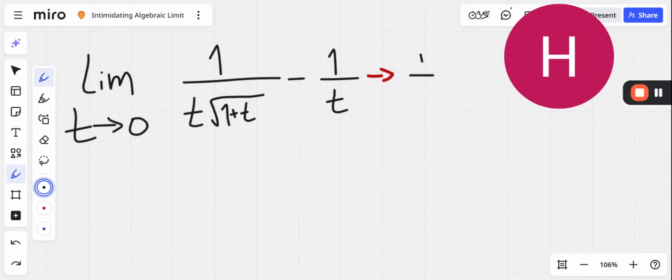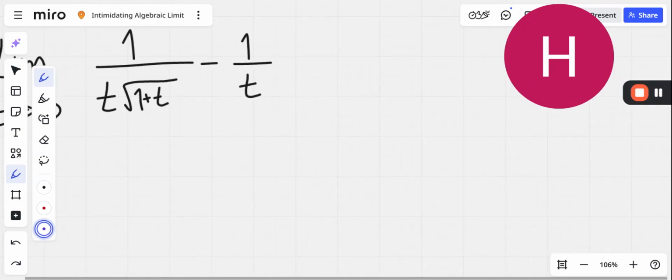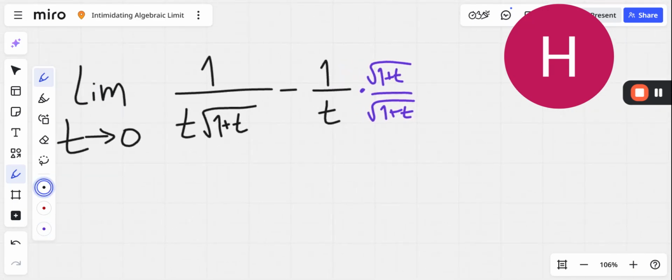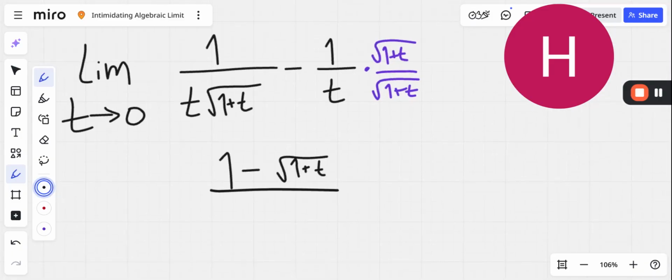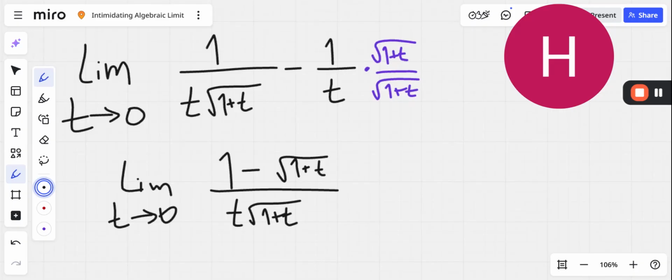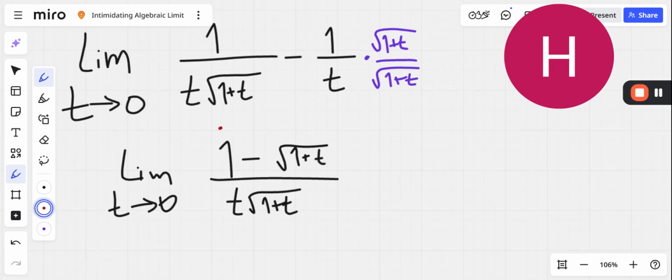In fact, even if we manipulate this a bit by multiplying this fraction here by the square root of 1 plus t over the square root of 1 plus t, that does kind of simplify our expression. Now we have 1 minus the square root of 1 plus t all over the same denominator, t times the square root of 1 plus t. Now we're going to use the conjugate trick at this time. We're going to multiply by the conjugate of this numerator expression on top and bottom.